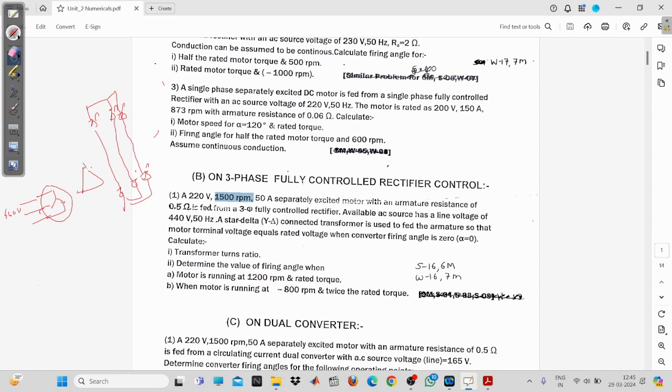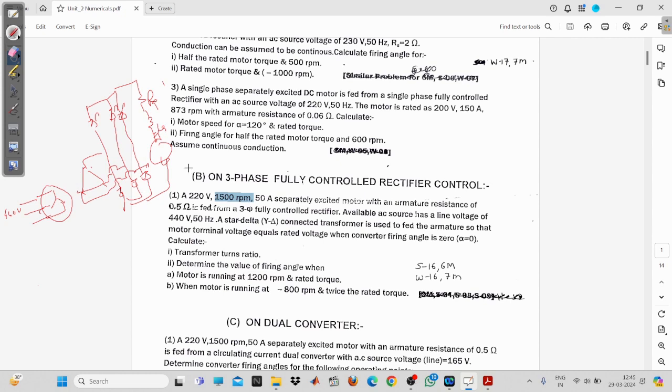Fine. In this way you can draw this. I think we have drawn. Now a DC motor. So this one is RA, then this one is LA, and then you have the back EMF. Fine. So this is the arrangement for the three-phase fully controlled rectifier.